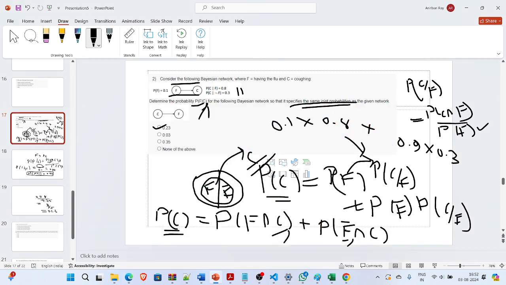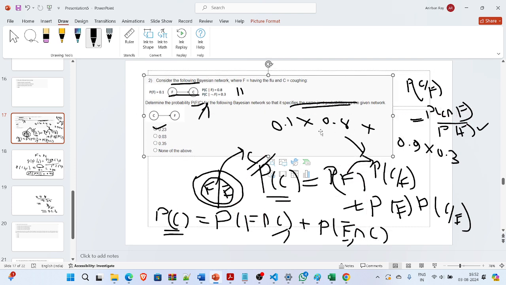Okay, so let's go over it again. I explained the law of total probability, right? This is the one. Understood this one? How can I compute P of C given the conditional probability? So from that I calculate the P of C value as well. P of C is equal to P of F into P of C given F, plus P of not F multiplied by P of C given not F. Simple, right?